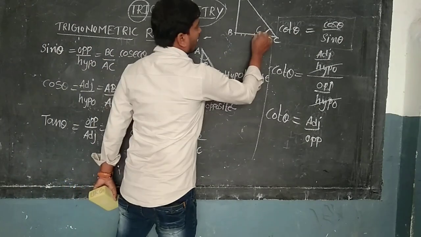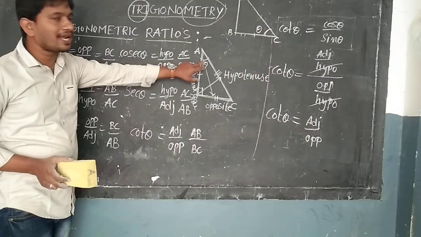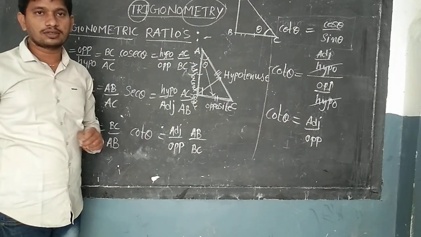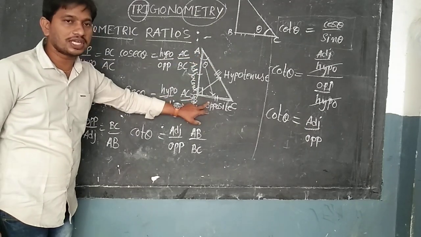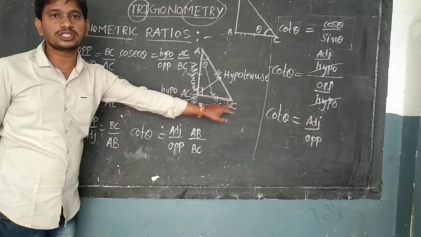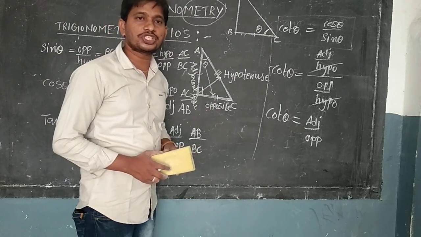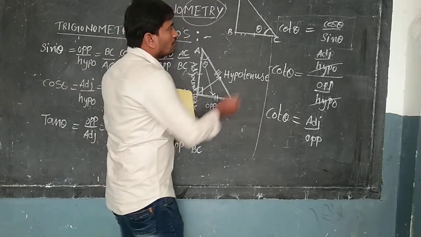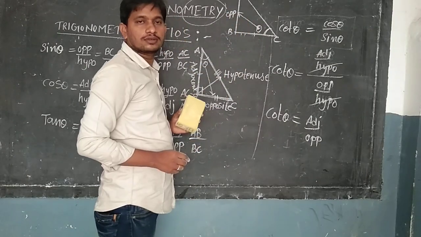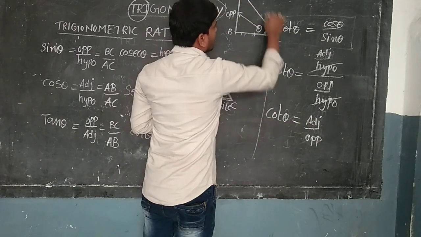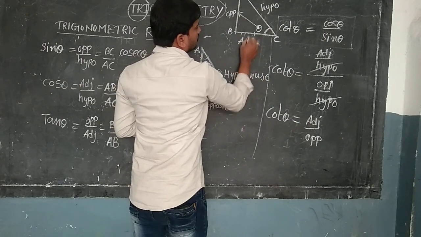Okay. Now my angle is at theta. Before, we had taken the angle at A, because we have two acute angles. In the first case, we took the angle at A. Then its opposite side is BC, adjacent side is AB, and hypotenuse is AC. Now with respect to angle C, the position of the sides will change. Now the angle is at C, then AB is the opposite side and AC is the hypotenuse. BC is a part of C, so BC is the adjacent side.